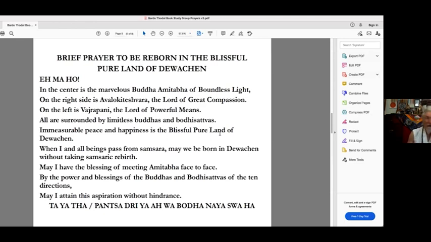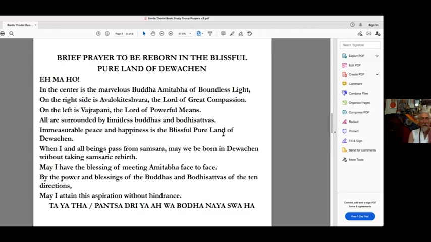Emaho. In the center is the marvelous Buddha Amitabha of boundless light. On the right side is Avalokiteshvara, the Lord of great compassion. On the left is Vajrapani, the Lord of powerful means. All are surrounded by limitless Buddhas and Bodhisattvas. Immeasurable peace and happiness is the blissful, pure land of Dewachen.